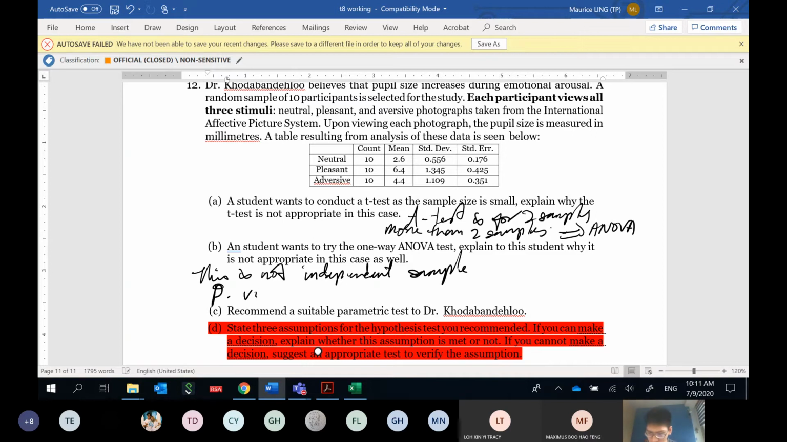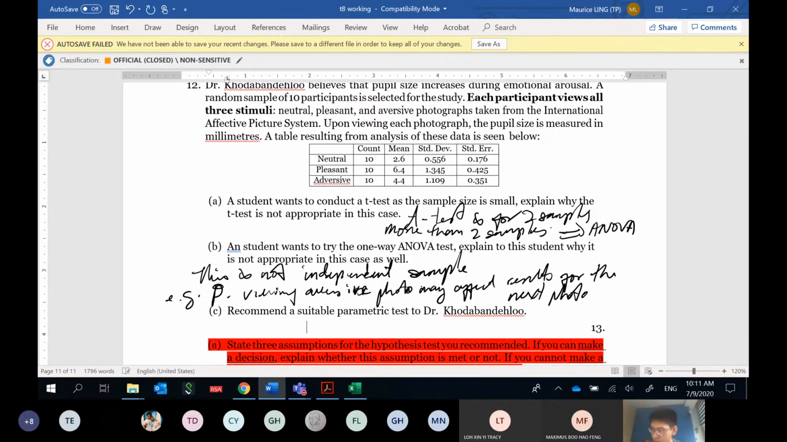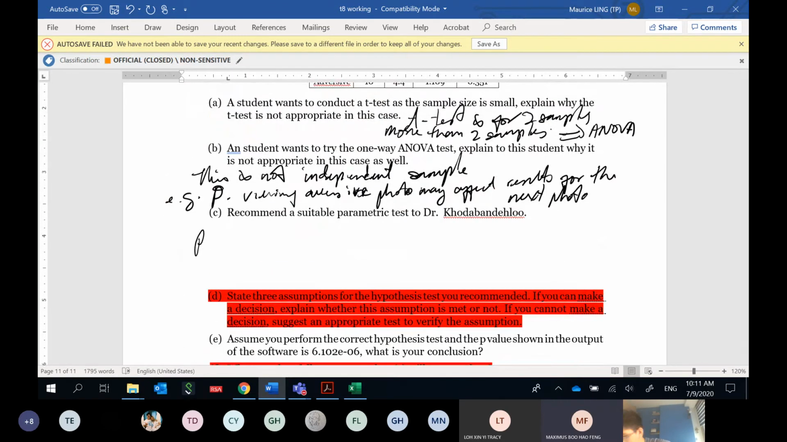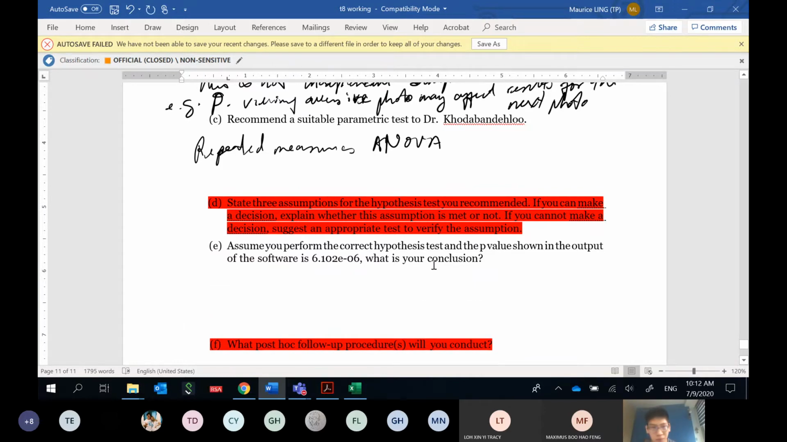Then you can explain: if a participant views an aversive photo, it may affect the results for the next photo, and so on. All right, so in this case, what test will you suggest? Is it the repeated measures ANOVA test? Yeah, repeated measures, correct. Repeated measures ANOVA is very similar to your paired t-test but for three samples. So assuming that you perform the correct test and you get a p-value of this, what does it mean?